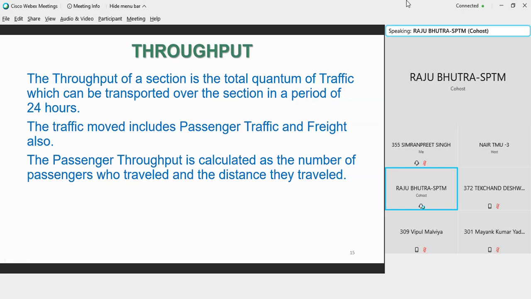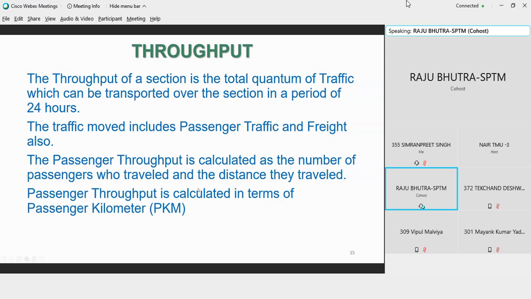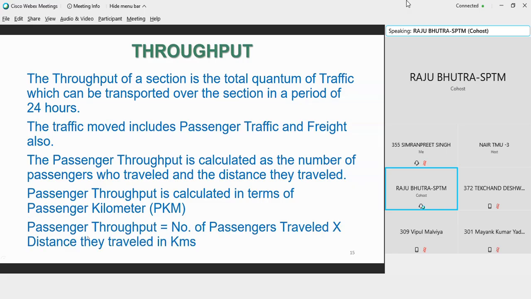If each passenger is traveling a certain distance, then if we add up all those distances, we'll get the passenger kilometers, or the passenger throughput. The passenger throughput is calculated in terms of passenger kilometers. How much each passenger is traveling, that distance is added up for all the passengers and we'll get the total passenger throughput in terms of passenger kilometers. Passenger throughput is equal to the number of passengers traveled into the average distance they traveled in kilometers. That is the formula for passenger throughput.